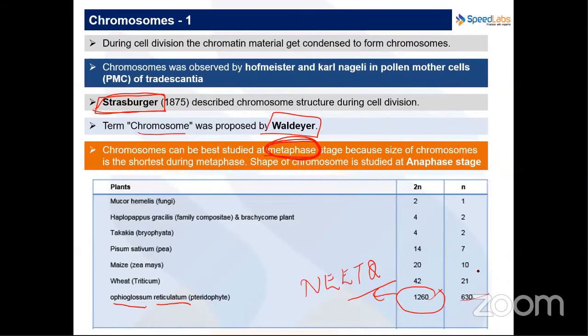All right. And you can see Mucor's number. Mucor is just haploid, I mean, there are 2 chromosomes. They also ask you the number of chromosomes in Drosophila and also in pea. This is Mendel's experimental material, garden pea. The diploid number of chromosomes is 14 and the haploid number is 7. All right, you just remember the minimum over here is the fungus Mucor. And yes, a particular species, Haplopappus, they have also given.